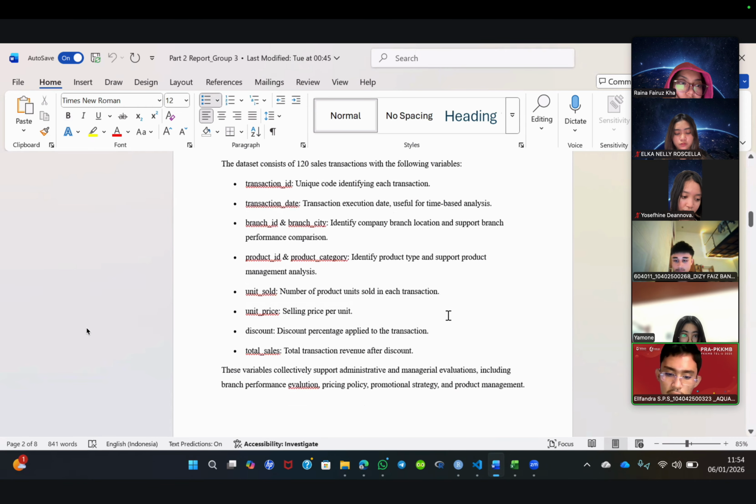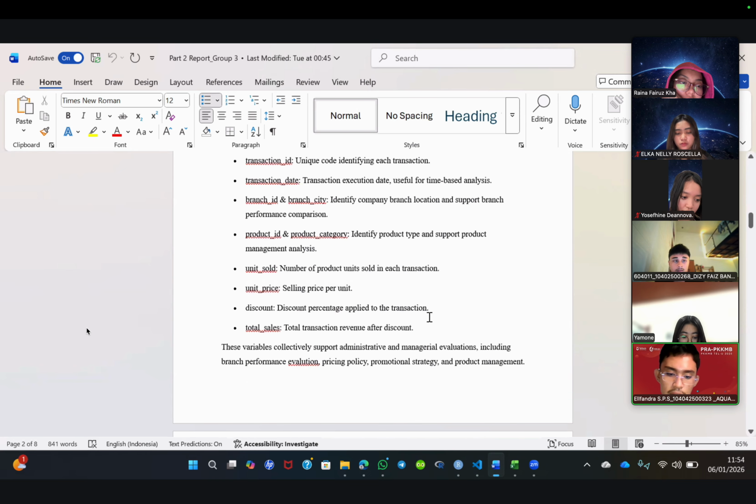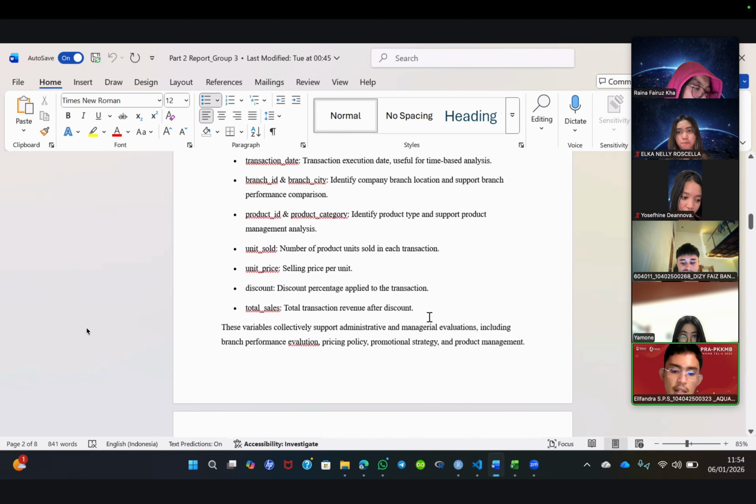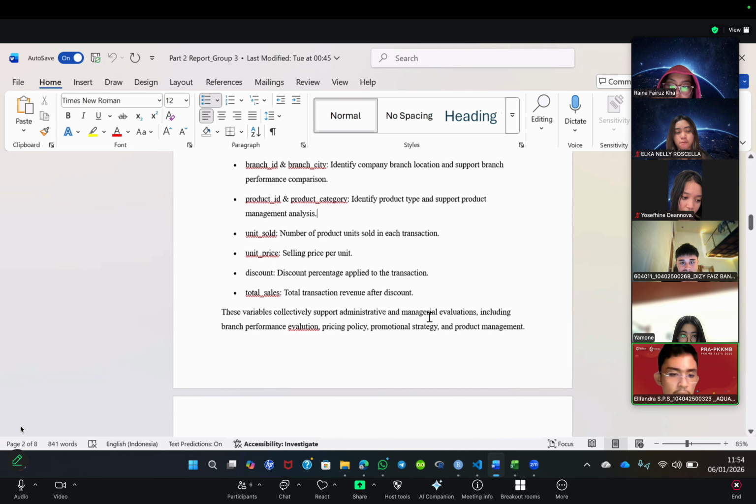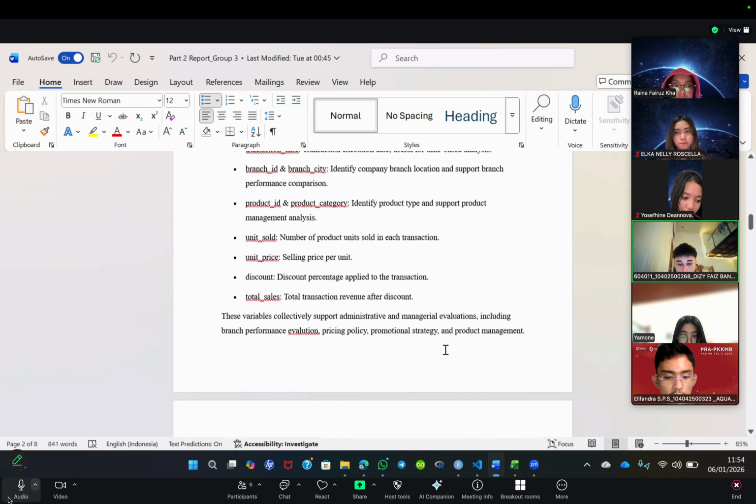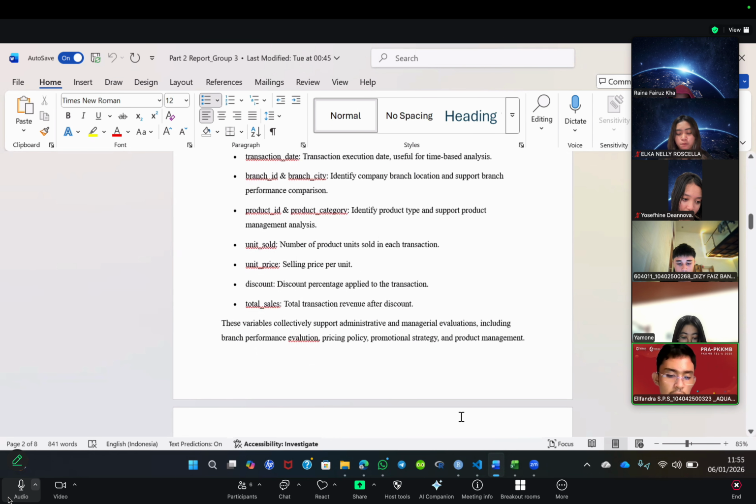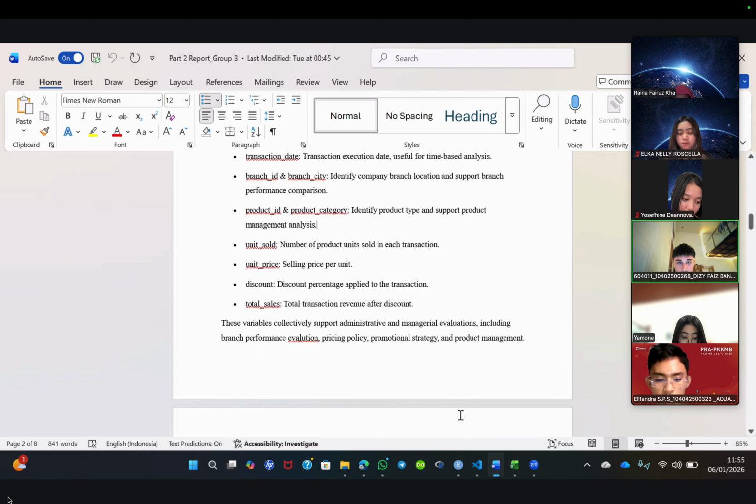Unit sold shows the quantity. Unit price shows the price per item, and discount represents any price reduction. Finally, total sales reflect the final transaction value after discounts. Understanding these variables is important because they support business decisions such as performance evaluation, product management, and pricing strategy.